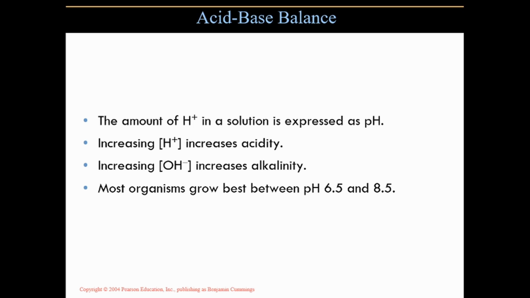Now, of course, there are outliers. Some of them love to be in a pH of 1 or 2. Those would be acidophilic organisms. And some of them like more basic pH as well on the opposite end. But typically, most forms of life like to reside within that pH.